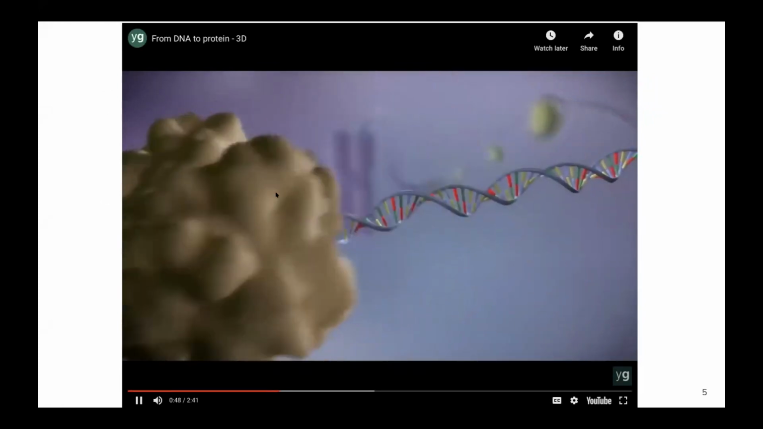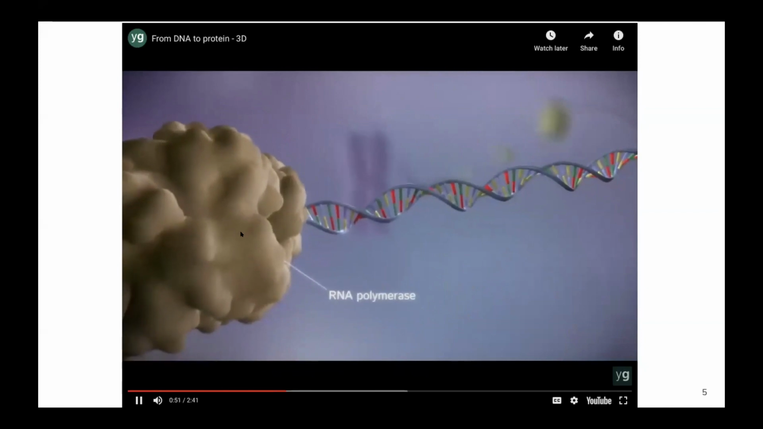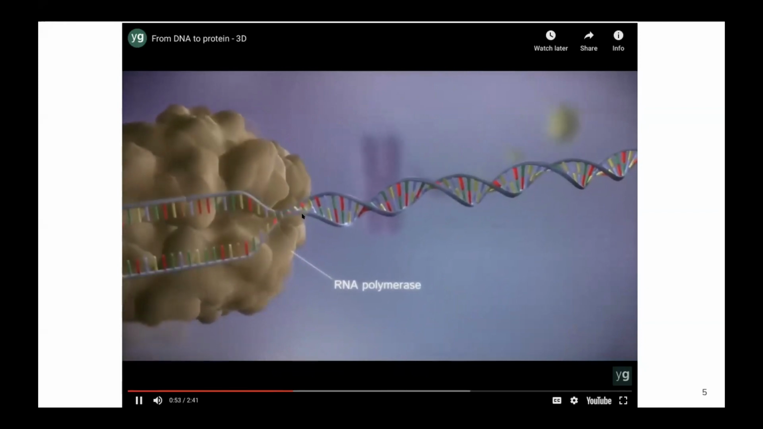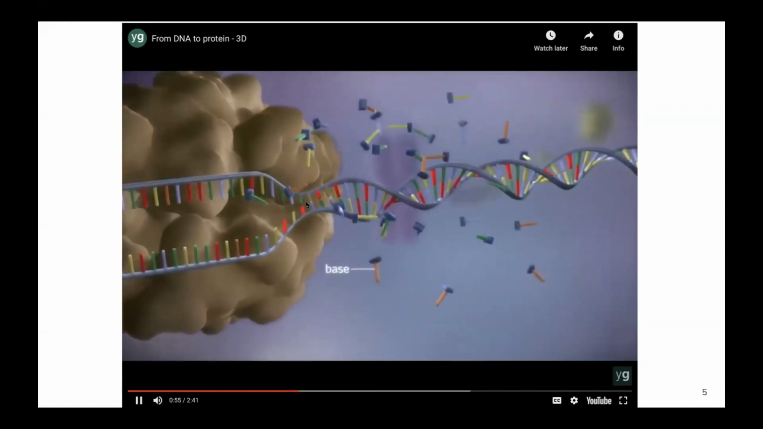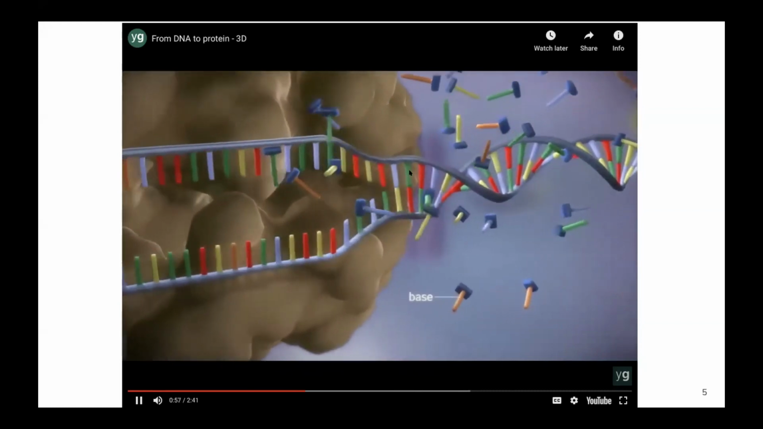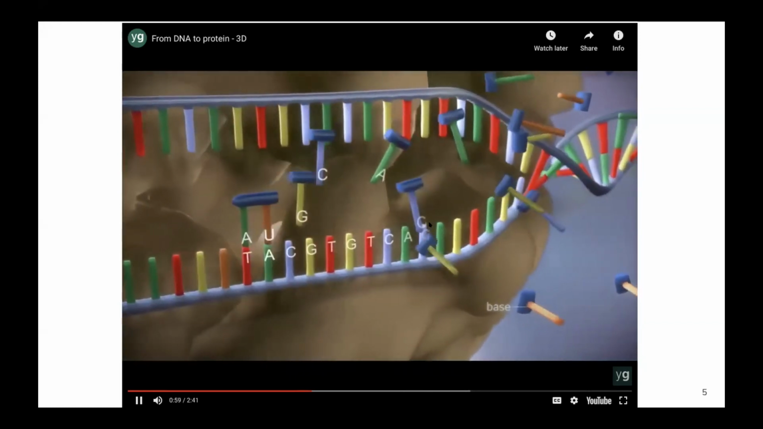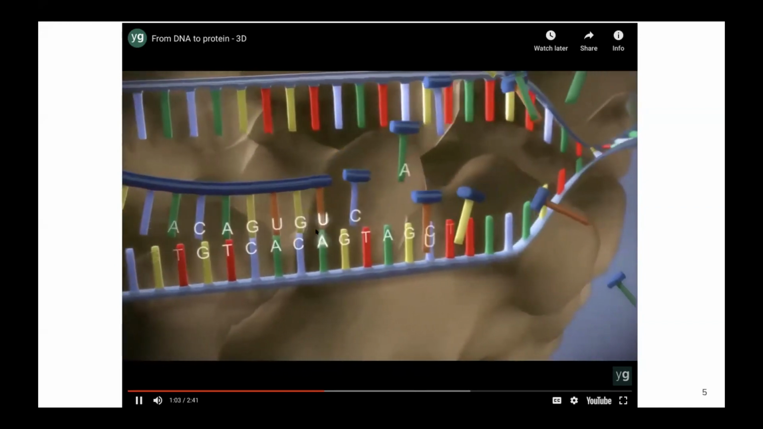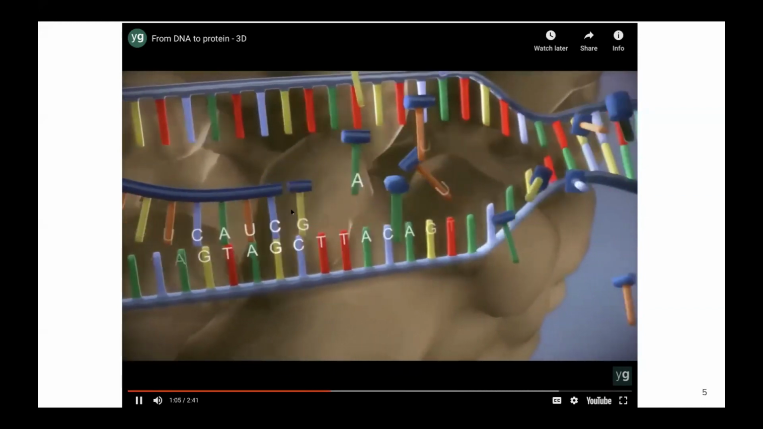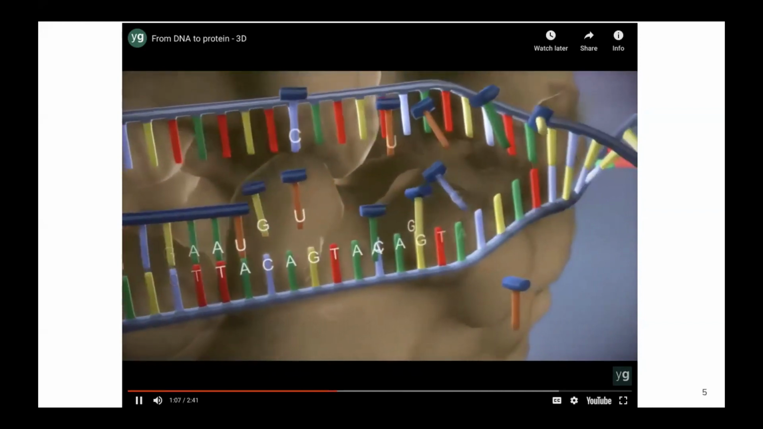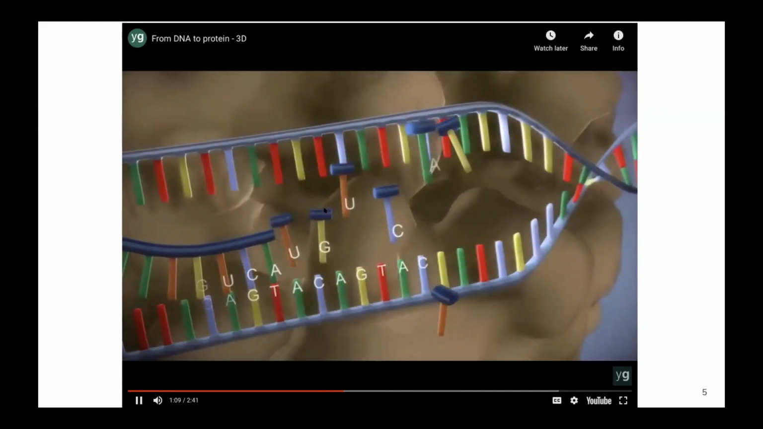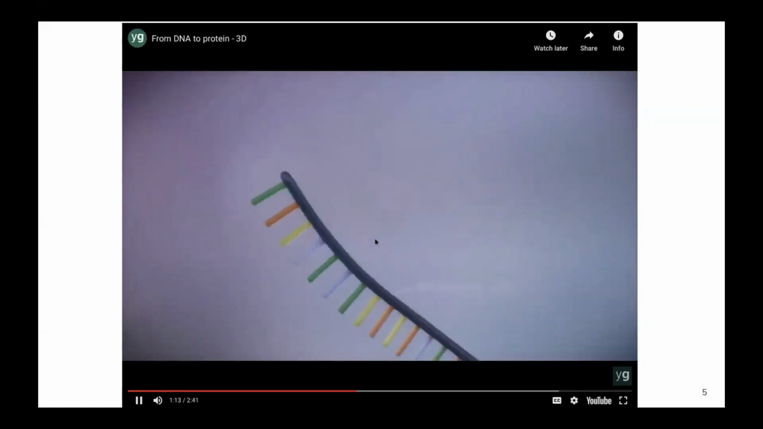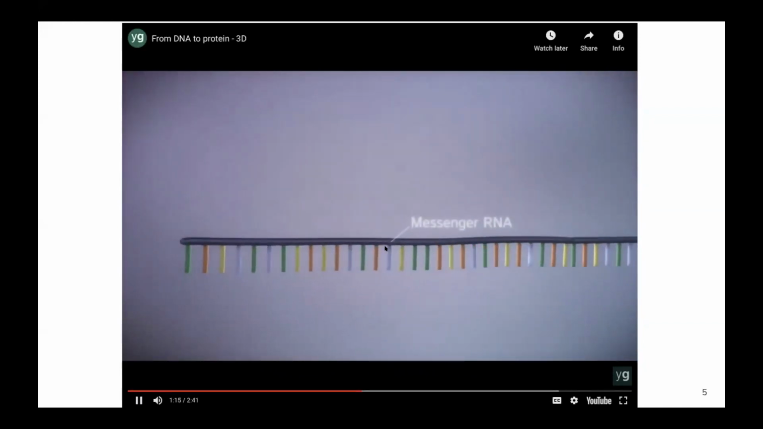Here we have an enzyme called RNA polymerase. It binds to the gene and moves along the DNA. To produce messenger RNA, certain nucleotides bind to it, read the DNA information, and transcribe it into RNA information. We call this transcription.